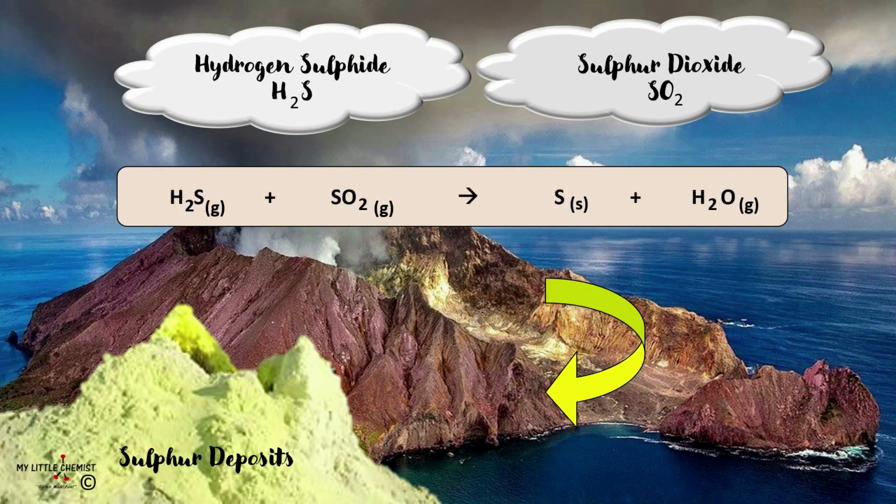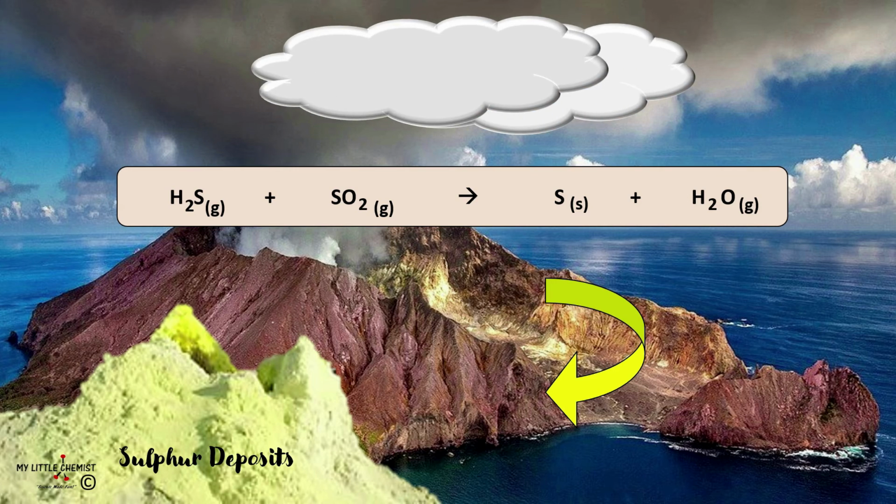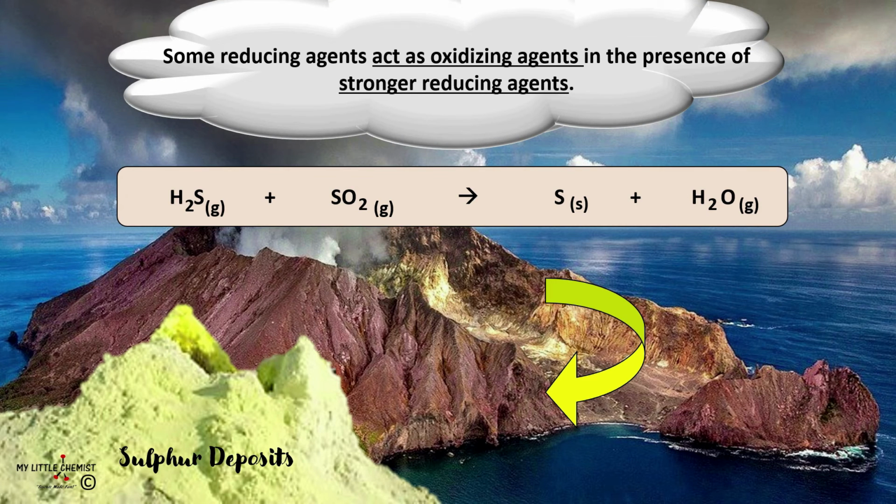Hydrogen sulfide and sulfur dioxide are both gases found in high concentrations nearby volcanoes. Notice that both of these are reducing agents. Some reducing agents act as oxidizing agents in the presence of stronger reducing agents. This is what is happening in this reaction. The sulfur dioxide in this case is acting as an oxidizing agent since the hydrogen sulfide is the stronger reducing agent.